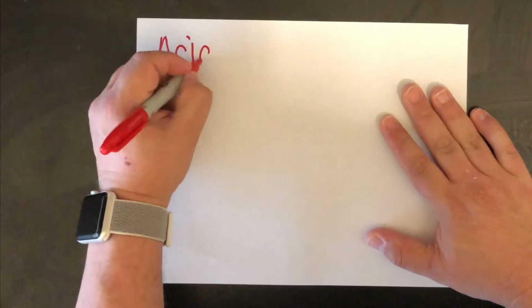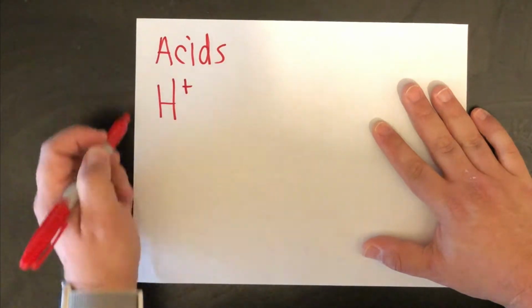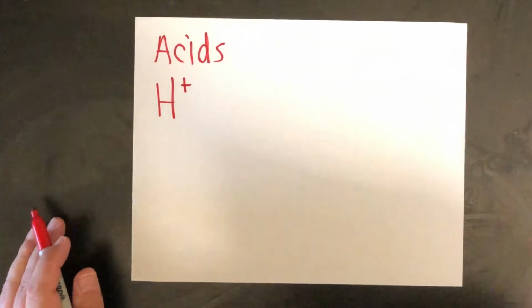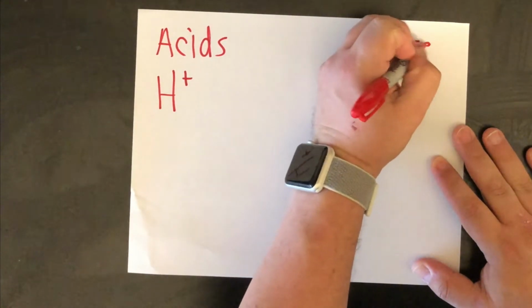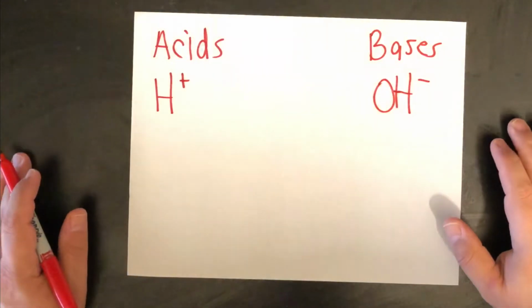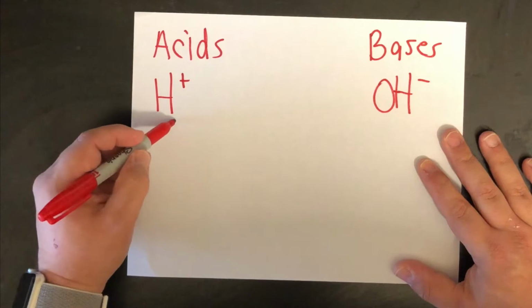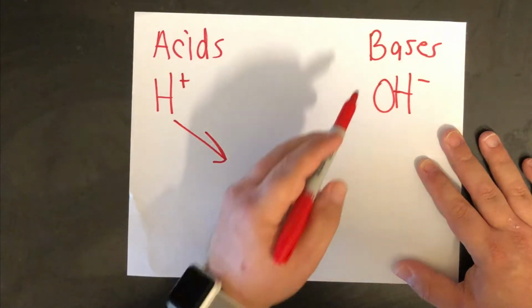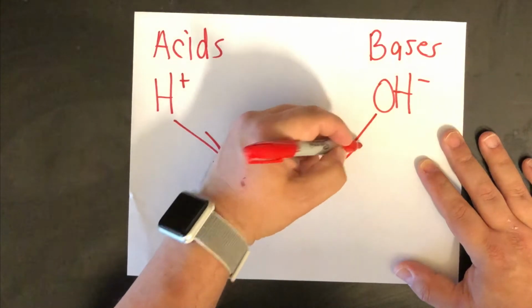So what does that actually look like? Well, it turns out that acids are really just hydrogen ion donors. And bases, they like to give up what are called hydroxyl ions. And so when acids get into water, they release tons of these guys, and when bases get into water, they release tons of those guys.